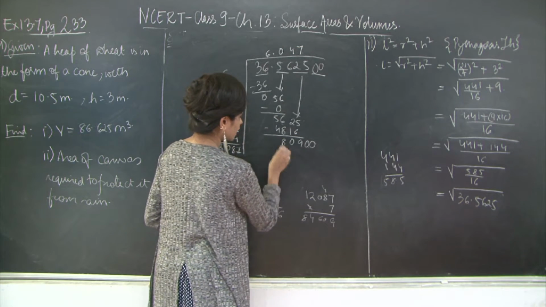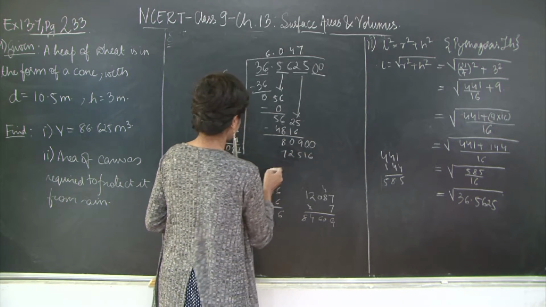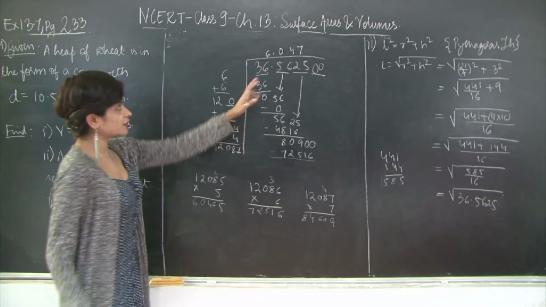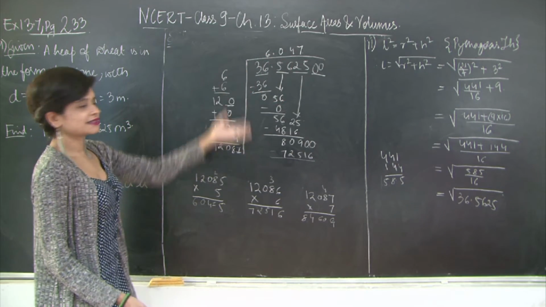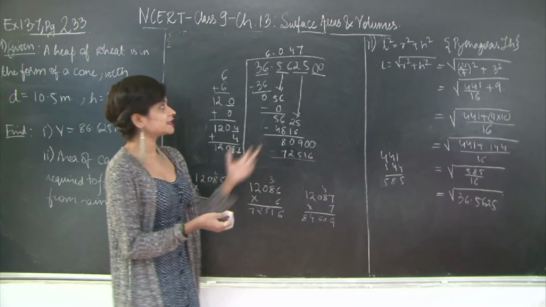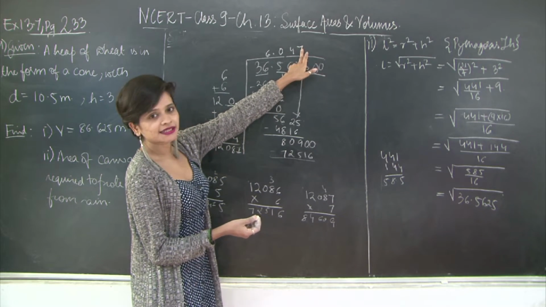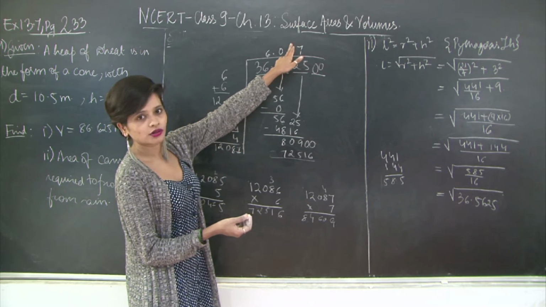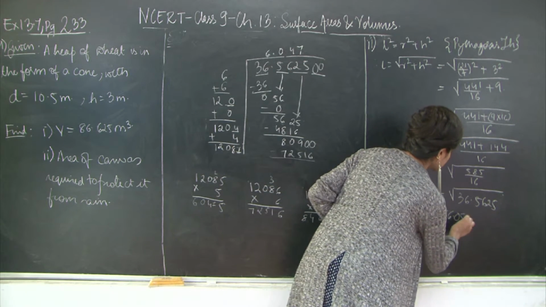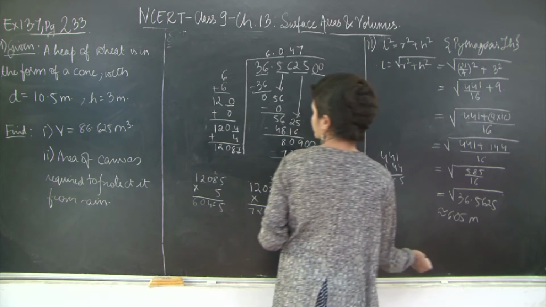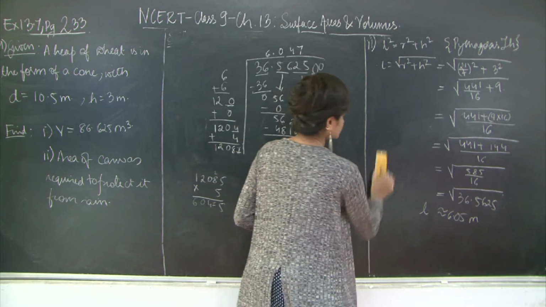So this would be 72516, and whatever term you get. So eventually you get the square root as 6.047, which can be approximately written as 6.05, because we usually consider only 2 decimal places after the decimal. The third one is greater than 5, so I'm going to add 1 to 4 over here. So this is approximately equal to 6.05 meters. Yes. So this is your sloping length or sloping height.